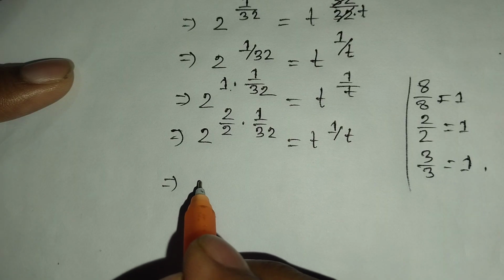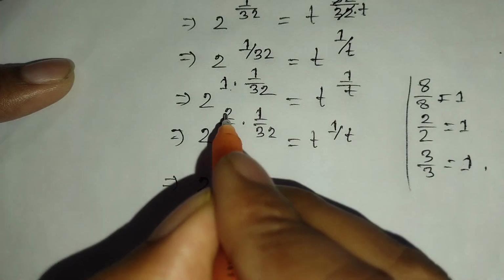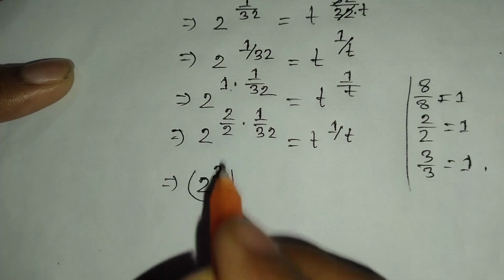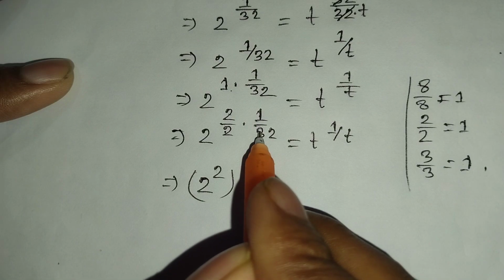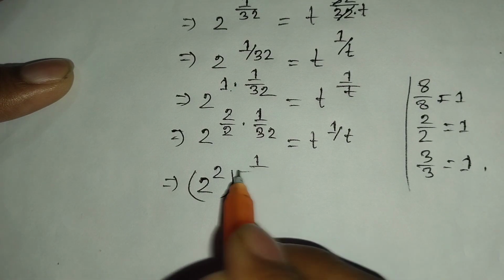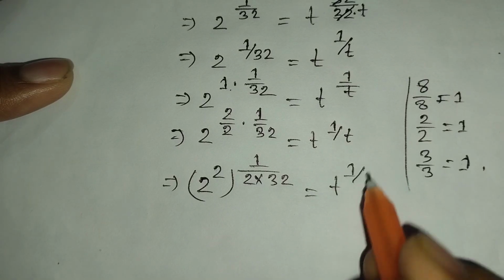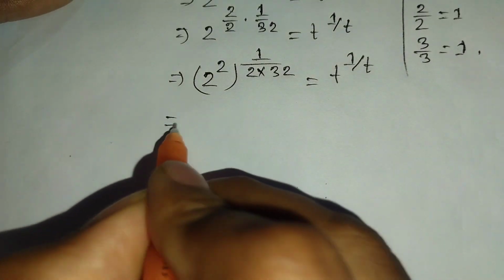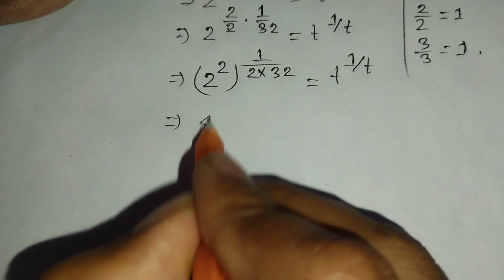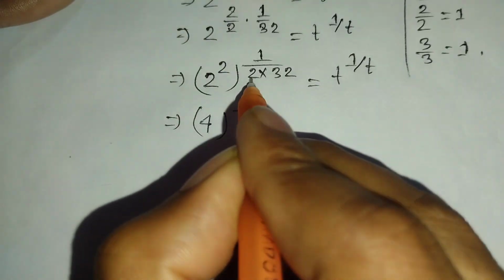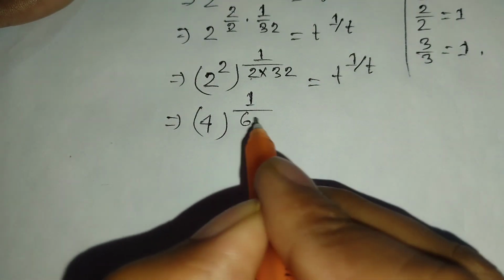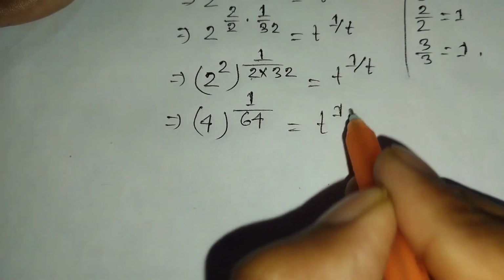Again, this 2 is squared, that means this power and this power multiply by 32, that means 1 divided by 2 cross 32 equals t to the power 1 divided by t. Then 2 to the power 2 means 4, and here 2 multiplied by 32 means 64, then t to the power 1 divided by t.